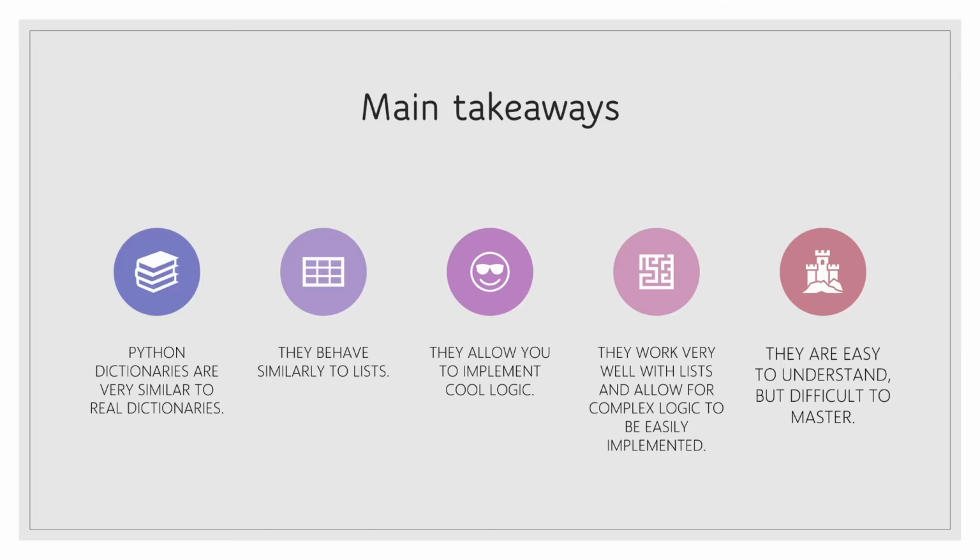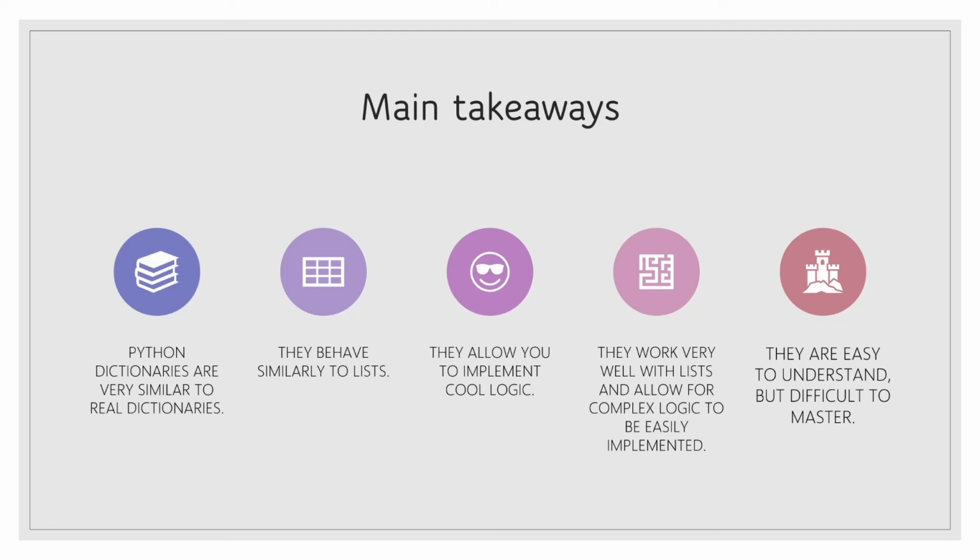Alright, so the main takeaways from this lecture is that Python dictionaries are very, very similar to real dictionaries. They work the same way. In a dictionary, you have a word that you use to look up a definition, and in Python, you have a key that you use to look up a value. They are functionally the same thing. They behave very similar to lists, but with some very noteworthy differences, and they are very powerful. They really let you make some cool logic in programs.